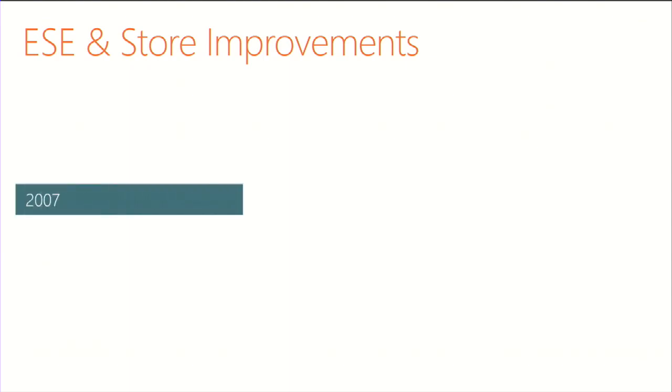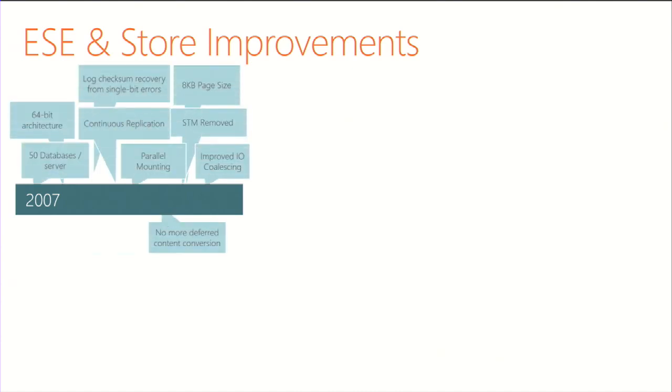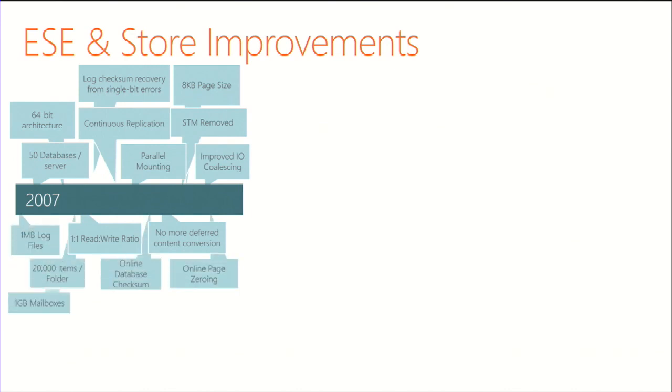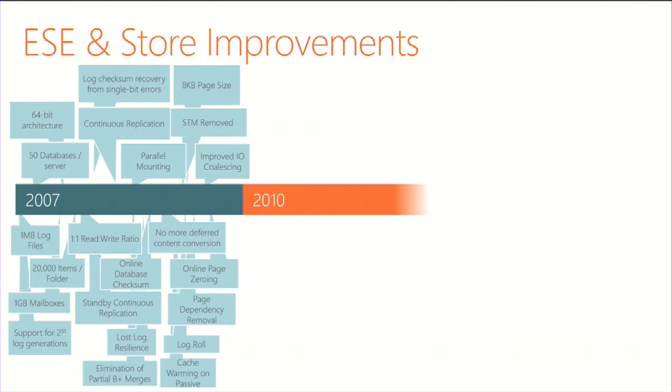It started back with the release of Exchange 2007, which began development back in the early days of 2005. We moved to the 64-bit architecture. We introduced support for 2 to the 31st generations of log files. We introduced continuous replication, lost log resilience, standby continuous replication. We removed partial merges. We removed page dependencies. We introduced the concept of parallel mounting, and so forth. All of that work to help us drive to the notion of 1 gigabyte mailboxes and 20,000 items per folder. But we didn't stop there.